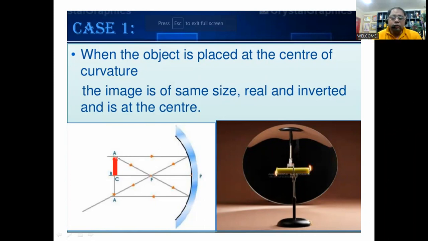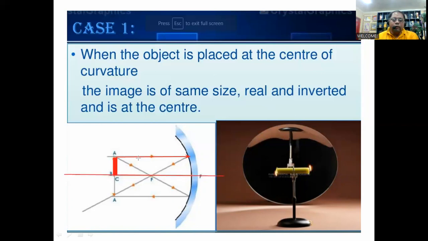Now, light can definitely come from the object. One particular light is this light that passes the head of this object and strikes the mirror parallel to the principal axis. Now remember, the principal axis is this line at the bottom. This one is our principal axis.